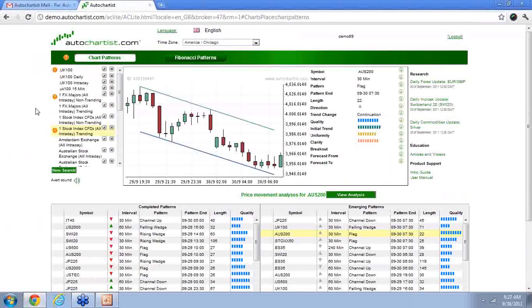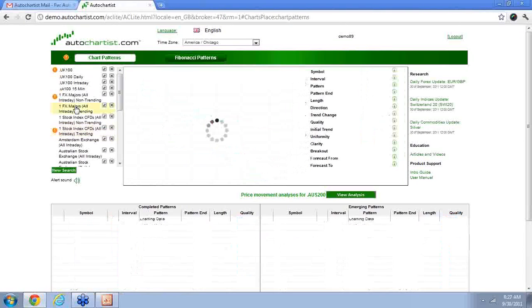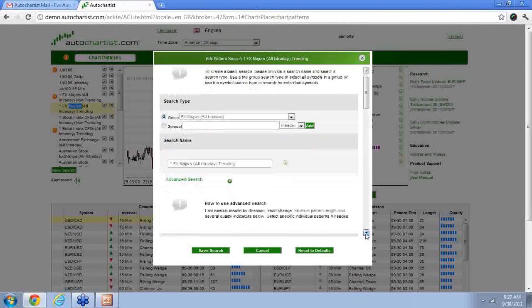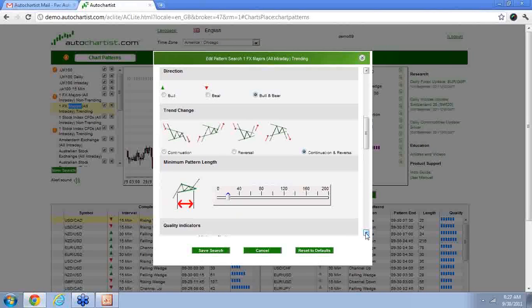What I've done here is I've set up the market for a number of searches in my FX trending patterns. You can see, I'll show you really quick on my edits. What I've done here is I've gone through my patterns and I've shown that I'm looking for bull-bear patterns. I'm looking for continuation and reversal.